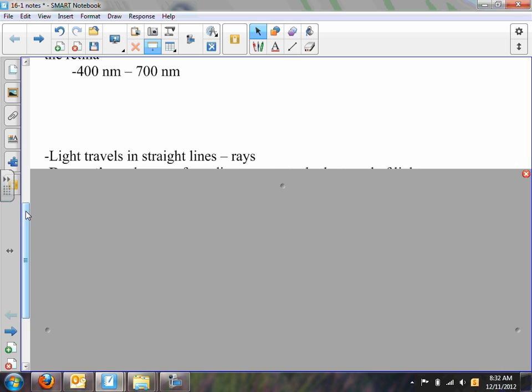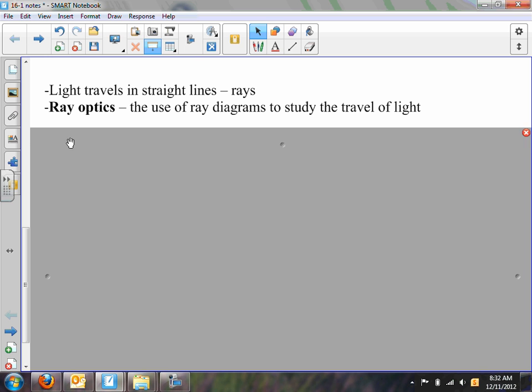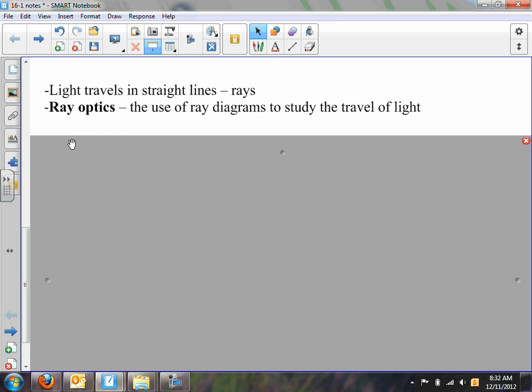We're going to assume that light travels in straight lines. We're just going to call them rays. Ray optics is simply the study of the travel of light using rays. So we'll have a ray going towards a medium, and we'll see how it reflects. We'll see how it refracts when it goes into a medium. We can see how it bends around corners, or diffracts, later on. We'll use light rays to make those observations.